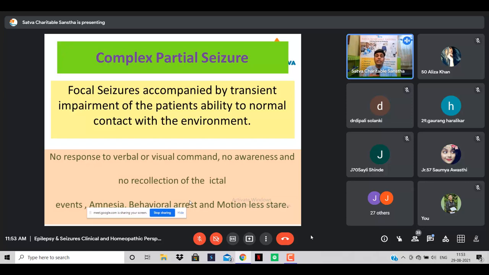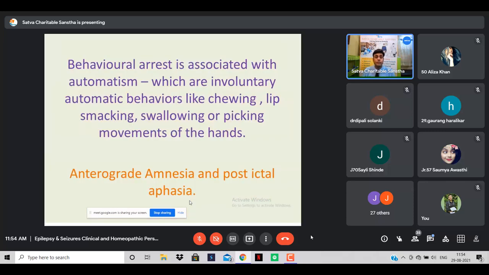And there will be a behavioral arrest and a motionless stare. The person will keep on looking, just looking and looking. For example, if I am writing something, I will suddenly stop writing. If I am talking to someone, I will suddenly stop talking. So these complex partial seizures are there and these things have to be kept in mind.